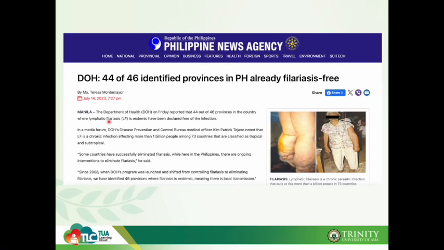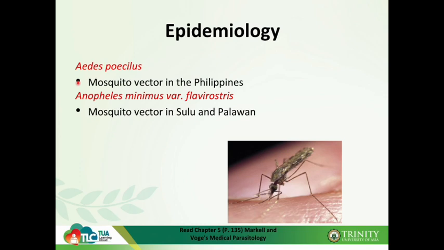Good news, last July 2023, it has been reported that 44 out of 46 provinces in the Philippines are already filariasis free. Before, it is endemic, but now we're getting there. 2 provinces na lang ang kulang. Aside from that, important vectors would be Aedes mosquitoes, specifically Poecilus and Minimus variant flavirostris. They are common vectors of these lymphatic filarial worms in the Philippines.